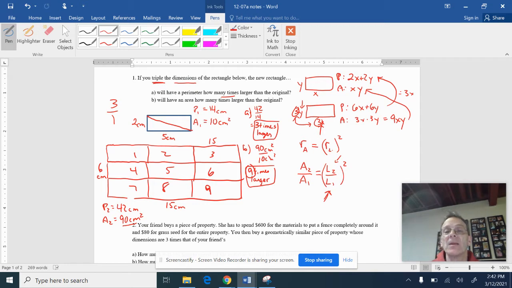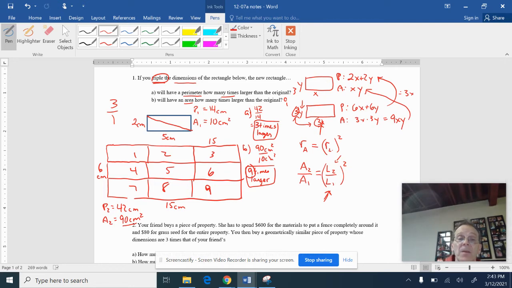Okay. So if we apply this principle to this problem, okay, the perimeter being a length, how many times larger than the original? Well, just that answer right there, 3. Why did my pen stop writing all of a sudden? 3 times larger. And the area, well, that's going to be 3 squared, 9. Boy, that makes these problems fast.